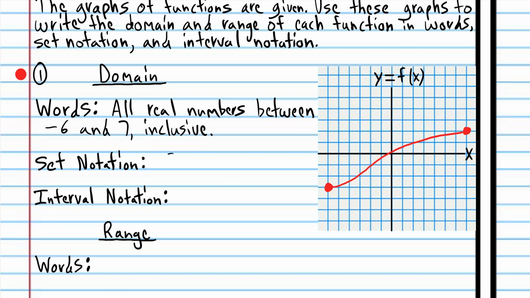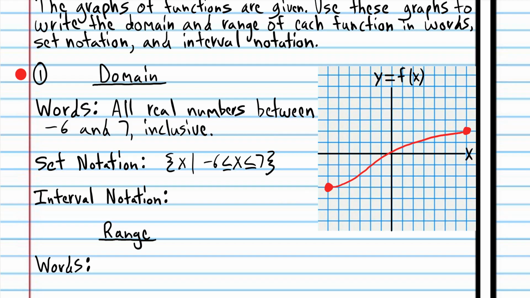Now, in set notation, we write a brace. That's called a brace. Then we write an x, because these are x values. Then we write a vertical segment, and we say x is between -6 and 7, and we have to say less than or equal to. Again, because the endpoints, their x values count.